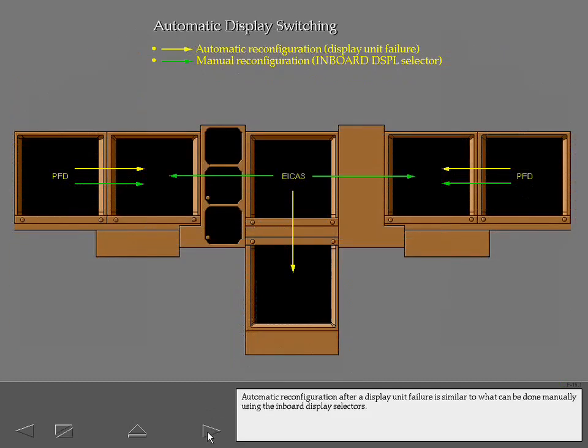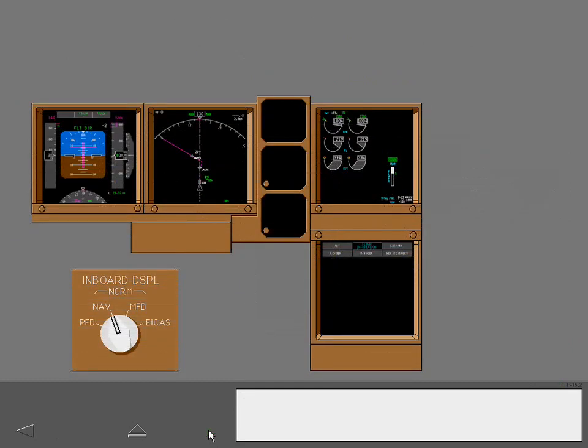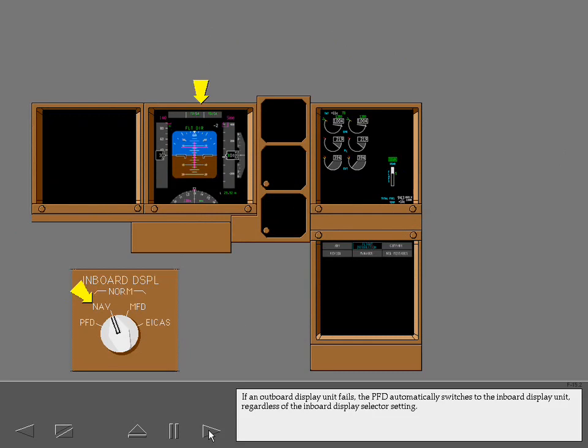Automatic reconfiguration after a display unit failure is similar to what can be done manually using the inboard display selectors. If an outboard display unit fails, the PFD automatically switches to the inboard display unit regardless of the inboard display selector setting.